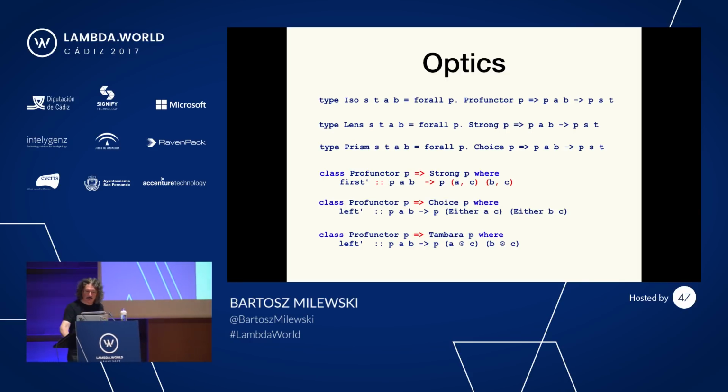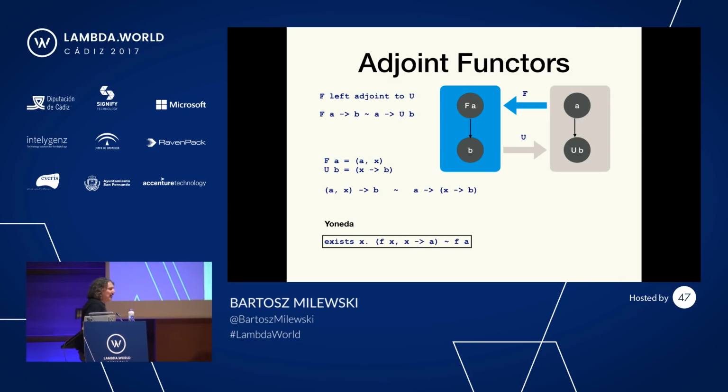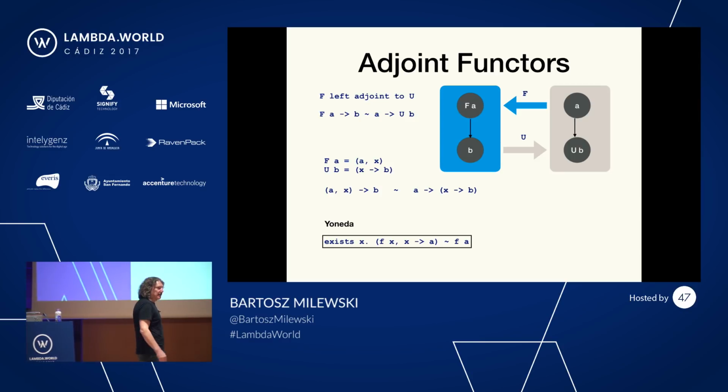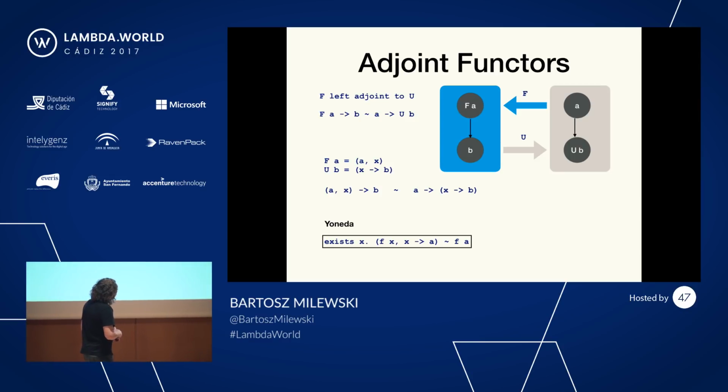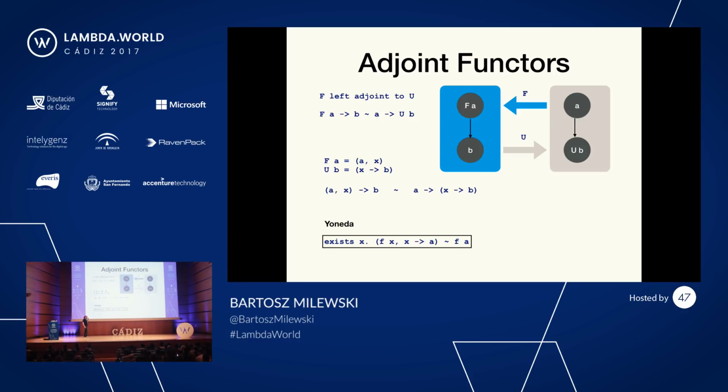But how do I get, I have to go through adjunctions, okay? So Runar explained the adjunction, so I don't have to, right? So when you have two functors, and I actually have an example that's exactly like Runar's, okay? The adjunction between pairing and function space, right? So I have a functor f going from A to FA. Okay, I have a functor u that takes B to UB.